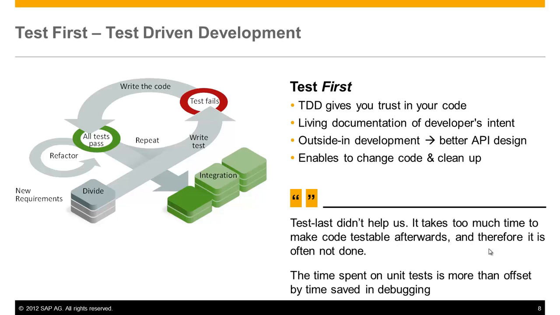The first one is test-driven development, also called test first. The key idea really is that you write the test before the product code. Now this may sound strange, but it gives you a lot of surprising benefits. Let's look at the picture on the left-hand side to see how that really works.